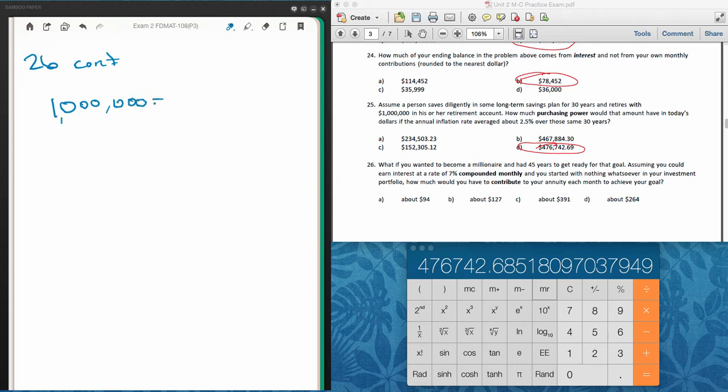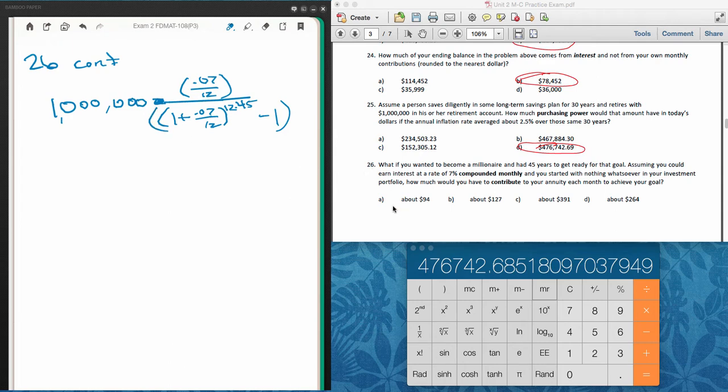We're not starting with any principal, so we're going to multiply this $1 million by that rate, which in this case is 7%, divided by the number of compounds, in this case 12. And we'll divide this by 1 plus the rate, which is 0.07 divided by 12, raised to the compounding times the number of years. In this case, we have 45 years to achieve this goal. So we'll put a 45 there, and then we subtract a 1 when we're done with that.